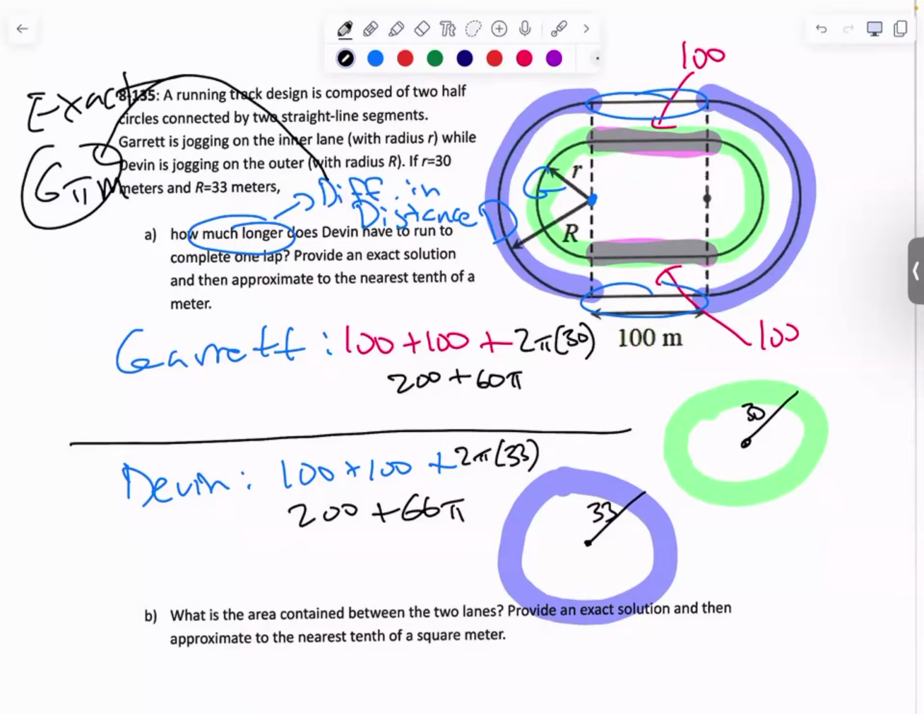But to get the approximation, I'm going to need a calculator, right? So it's 6 times 3.14, which I think is 18.84, so 18.8 meters. Use a calculator, mind you. You get a calculator, by the way. Please don't use the calculator in your head. Okay, hopefully that seems pretty straightforward. We're good with that? Okay.